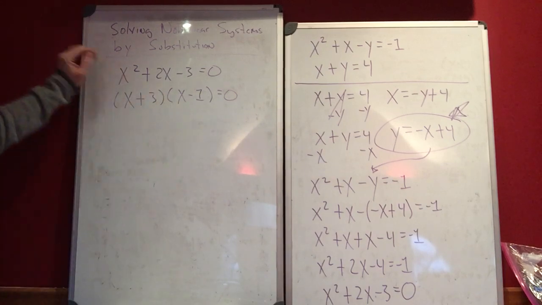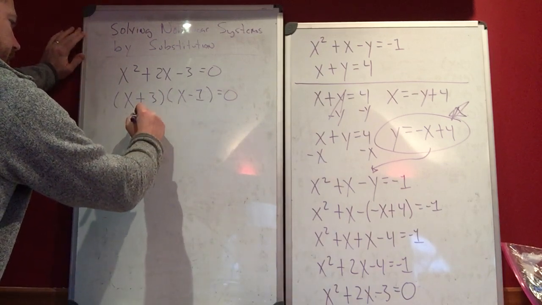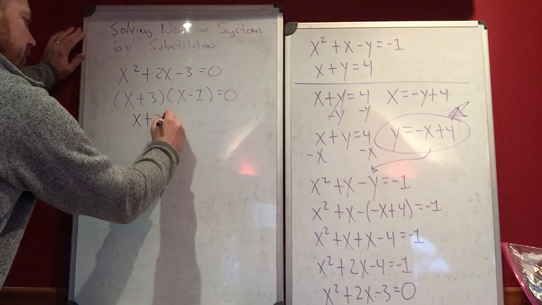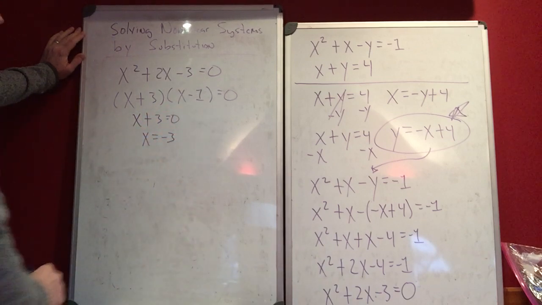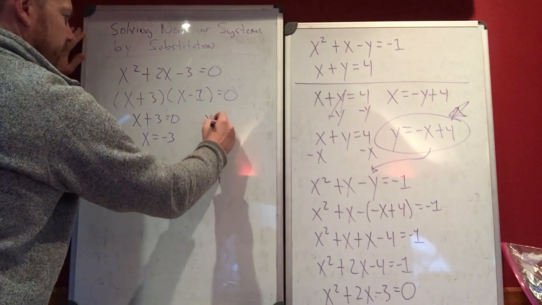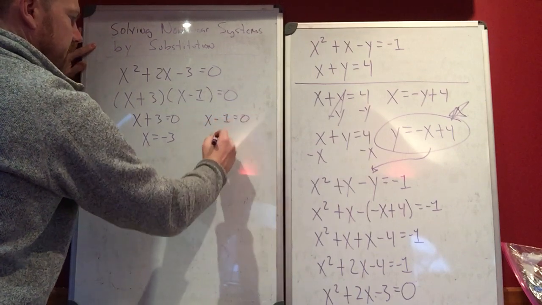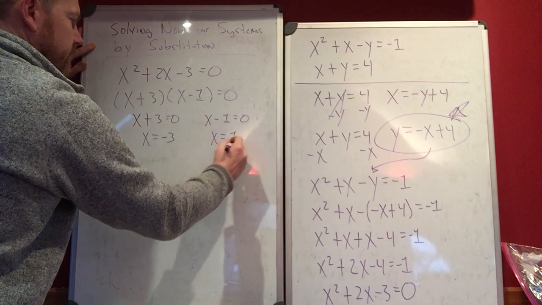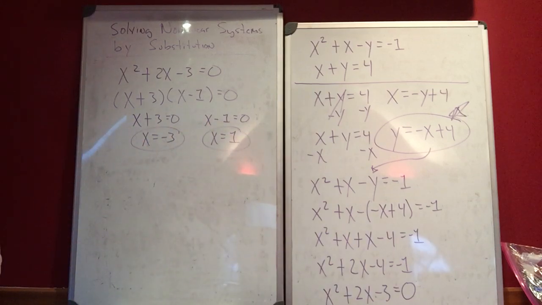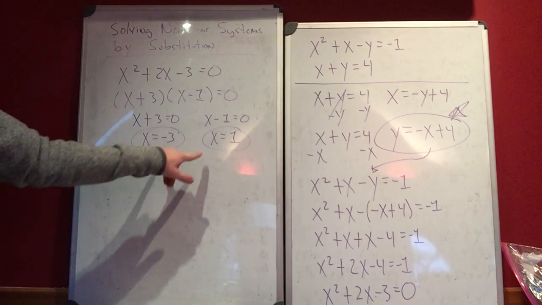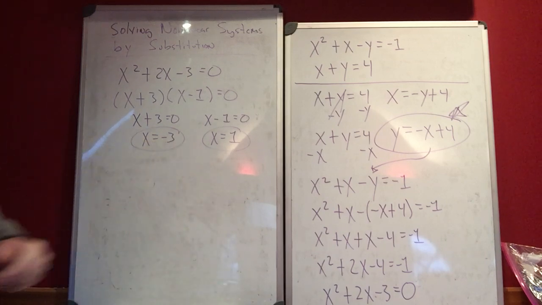Now we solve for x, right? So x plus 3 equals 0. So that means one of our solutions is x equals minus 3. X minus 1 equals 0. That means our other solution is x equals 1, okay? So we've got two solutions to this quadratic, two real solutions to this quadratic, okay? All right, what do we do with these? What do we do with these?